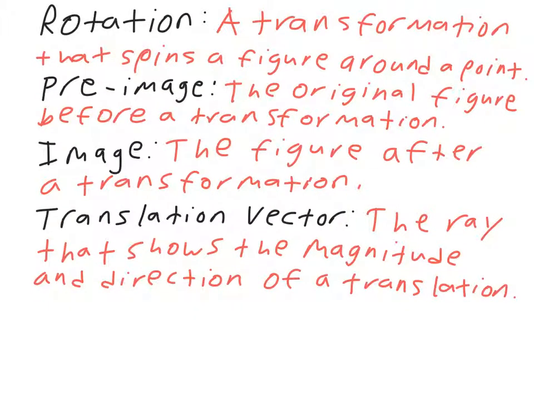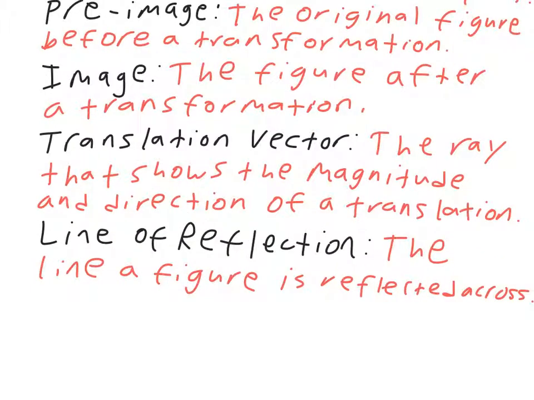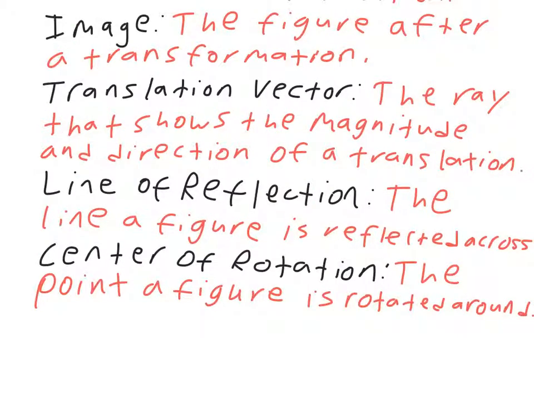A translation vector is the ray that shows the magnitude and direction of a translation. So it shows what direction the translation is going to go in and how far it goes, the length of the translation. The line of reflection is the line that a figure is reflected across. So you start with a figure and then you need to reflect it over the line of reflection. The center of rotation is the point a figure is rotated around. We've been using the origin as our center of rotation in most of our problems.